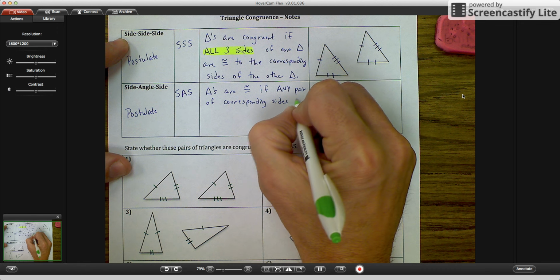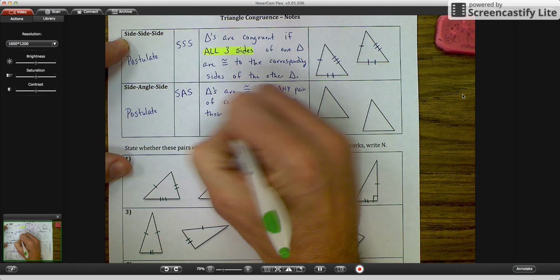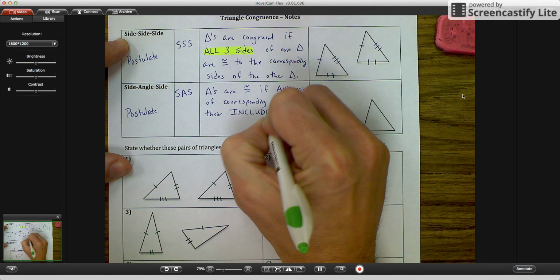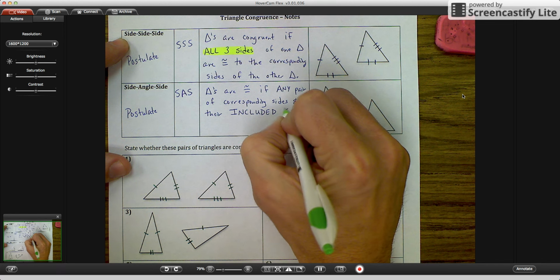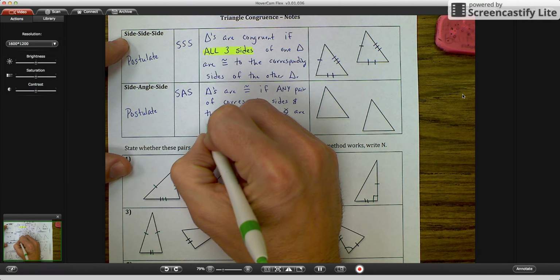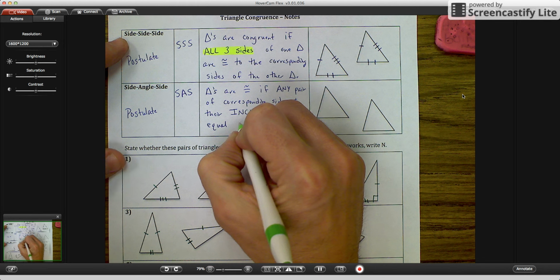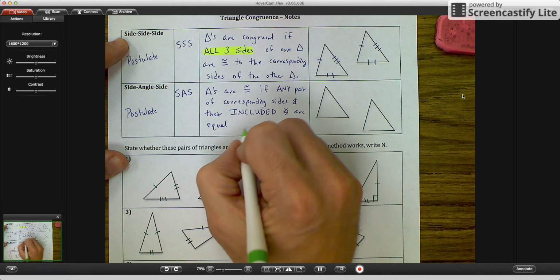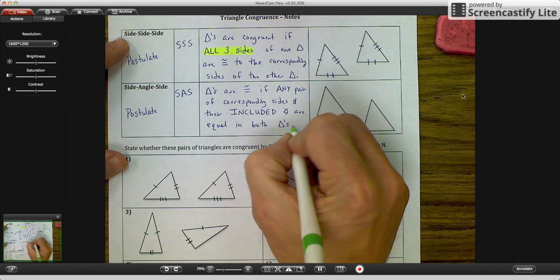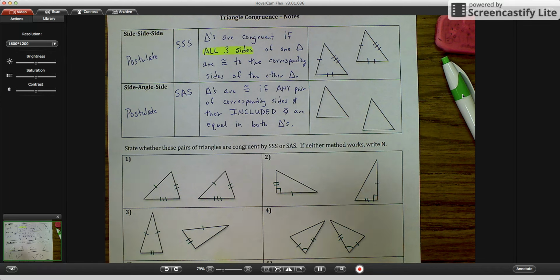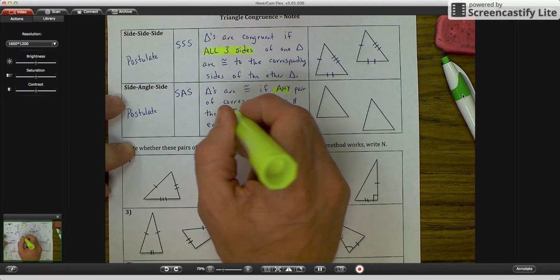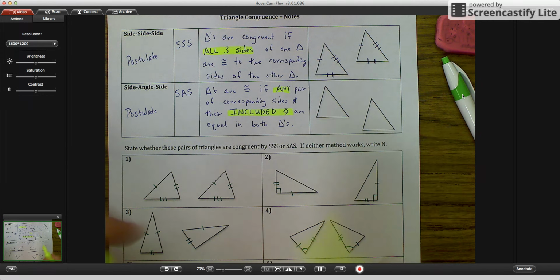sides and their included angle are equal, you could put congruent there as well, are equal in both triangles. Get my highlighter again. So any pair, I'm going to highlight any pair of corresponding sides and their included angle. That's the really, really important one, the included angle.